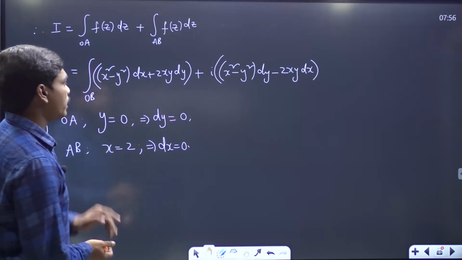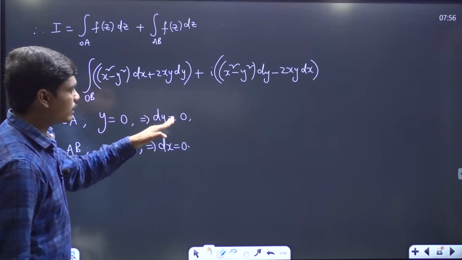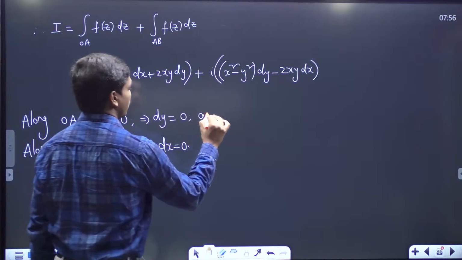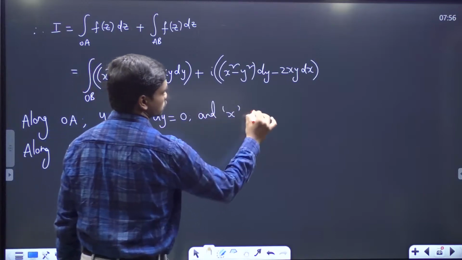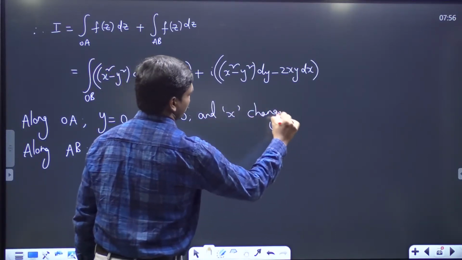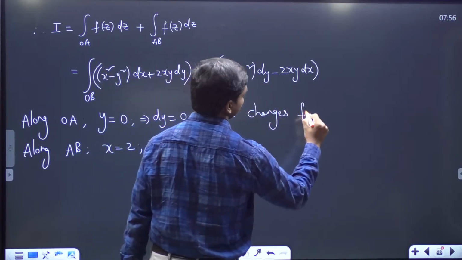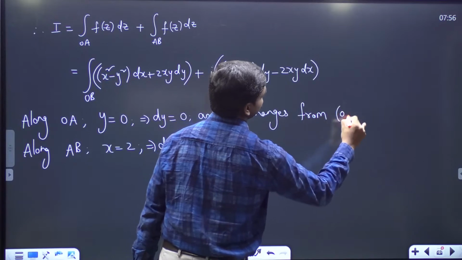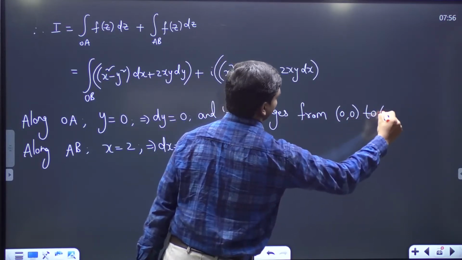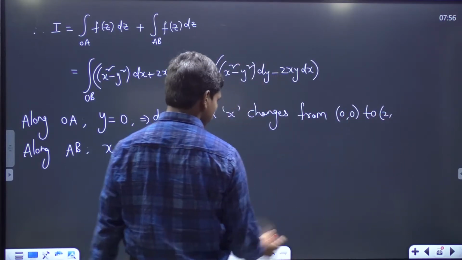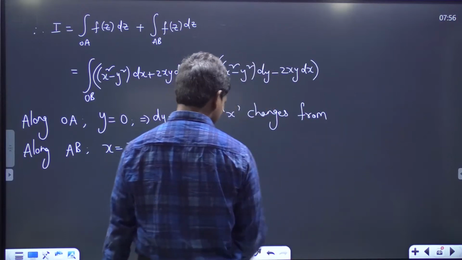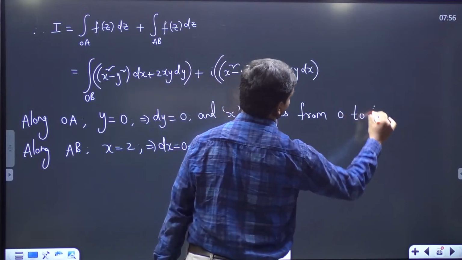So along path OA, you can put y is equal to 0 and dy is equal to 0, and x changes from 0 to 2, yes or no? Because the line segment is moving from (0, 0) to (2, 0). Since we are writing only x, we can write x changes from 0 to 2.